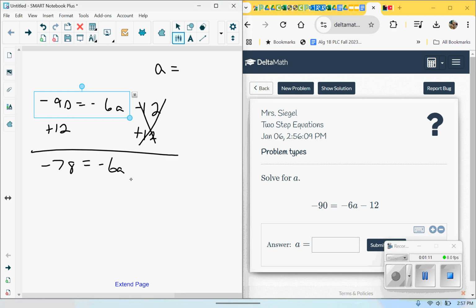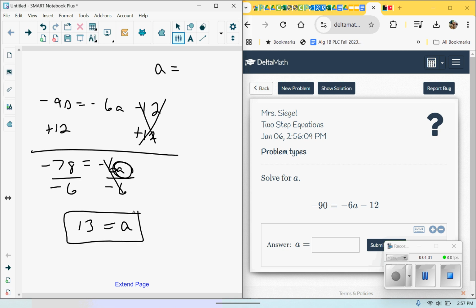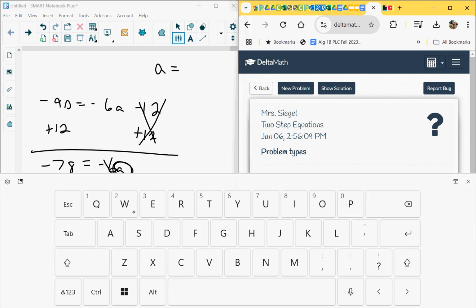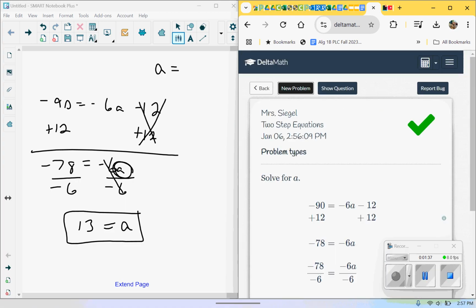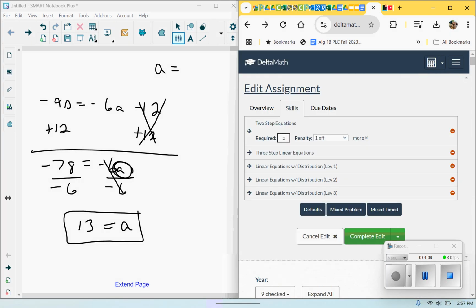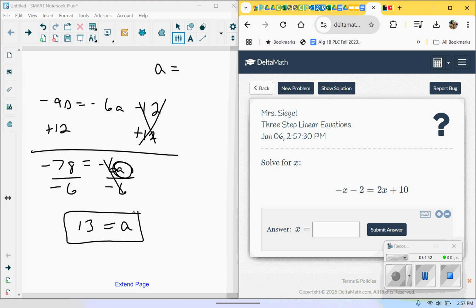And I'm going to divide by negative 6. What that does is get that A by itself. Negative 78 divided by negative 6, a negative over a negative is a positive. So it's going to be positive 78 divided by 6, which is 13. And so my answer is positive 13. Okay, let's go to the next one.